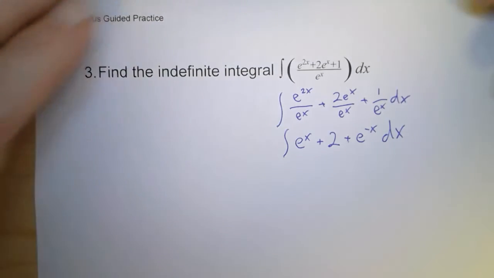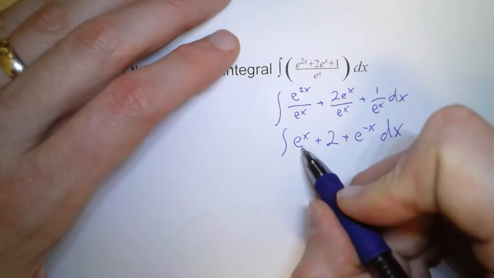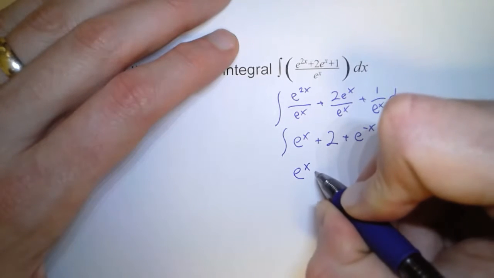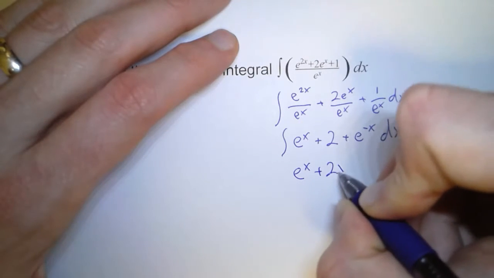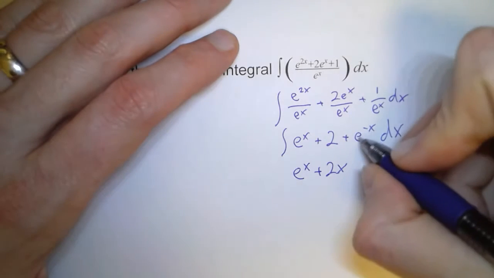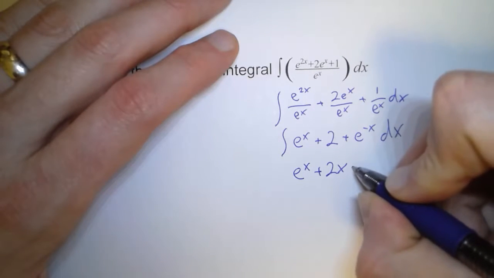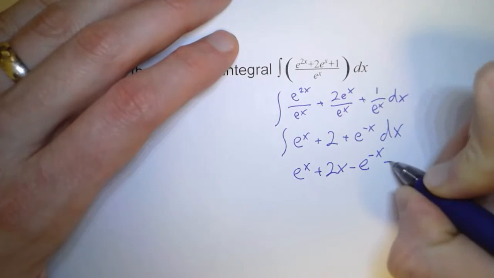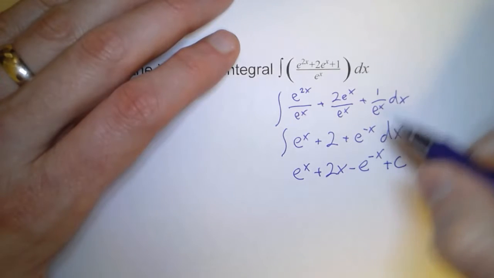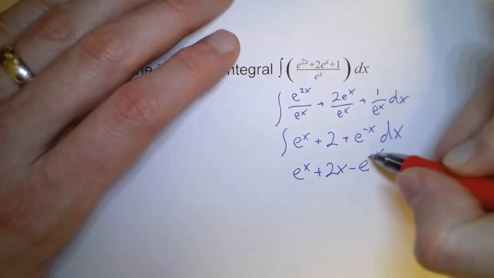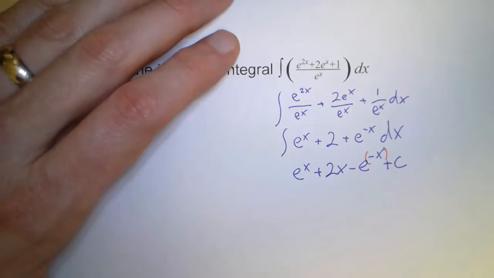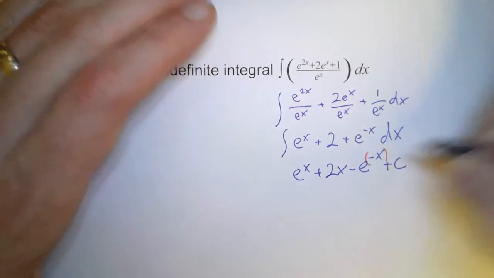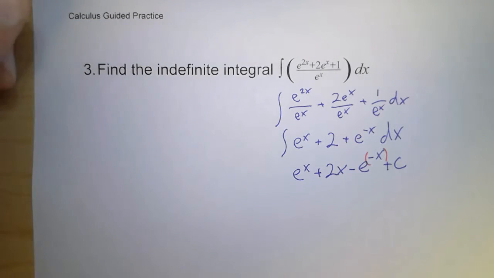All right, so the antiderivative of e to the x is e to the x. The antiderivative of 2 is 2x. And the antiderivative of e to the negative x, just like the last one, is going to be negative e to the negative x plus c. Because when we take the derivative, it's going to change sign. Because of the chain rule, we're going to bring down the derivative of negative x, which is negative 1.